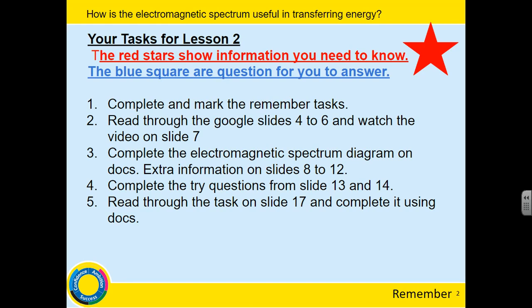Number 1, complete and mark the remember task. Number 2, read through the Google Slides 4 to 6 and watch the video on 7. Number 3, complete the electromagnetic spectrum diagram on Google Docs. There's a separate worksheet for you to do, and you will find extra information on slides 8 to 12 if you have had problems researching this.